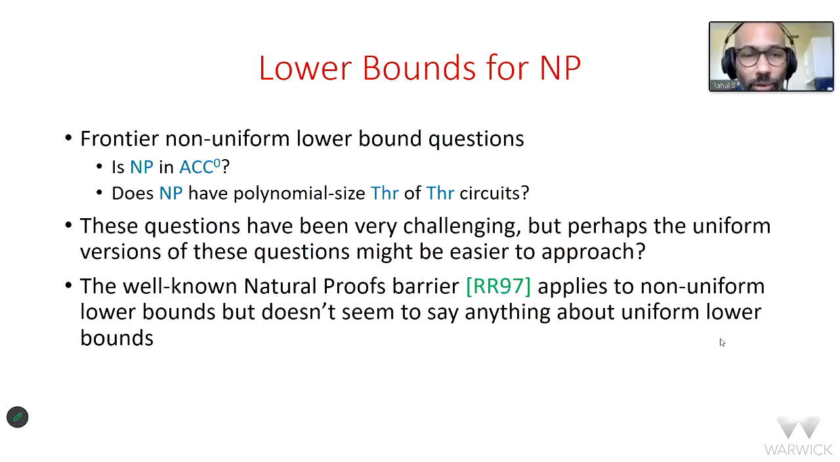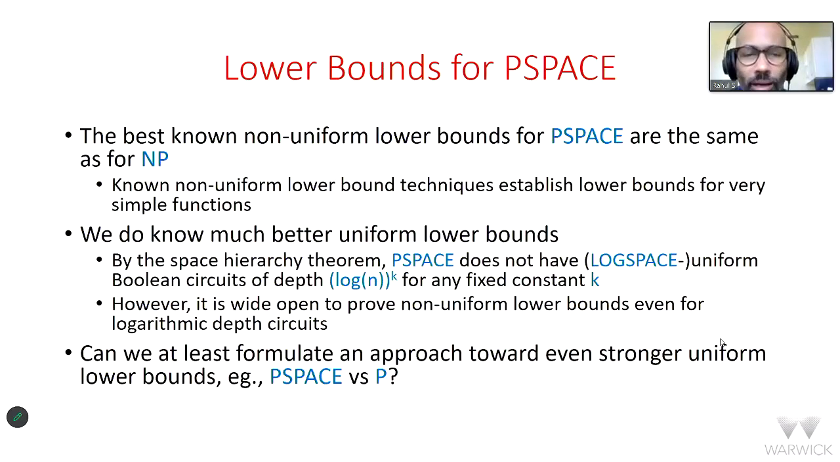And another reason to look at uniformity is because the well-known natural proofs barrier applies to non-uniform lower bounds, but it doesn't seem to say anything directly about uniform lower bounds. So perhaps we have more of a chance of showing uniform lower bounds. And then if you consider polynomial space, the best known uniform lower bounds for polynomial space are the same as for NP. So we don't really know how to do any better if you're trying to prove lower bounds for polynomial space than you do for NP when trying to show non-uniform lower bounds.